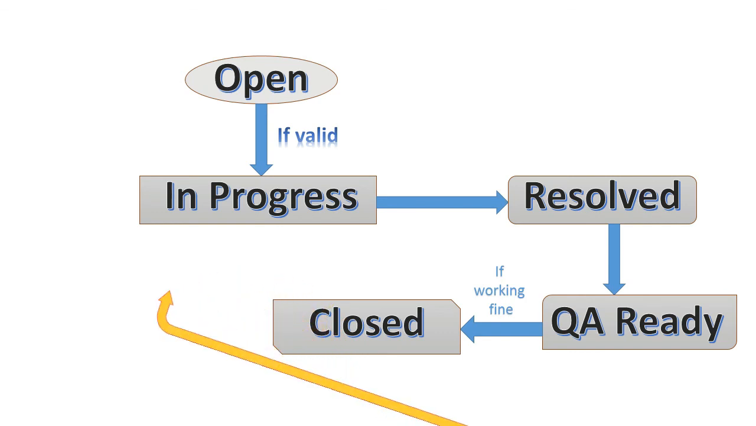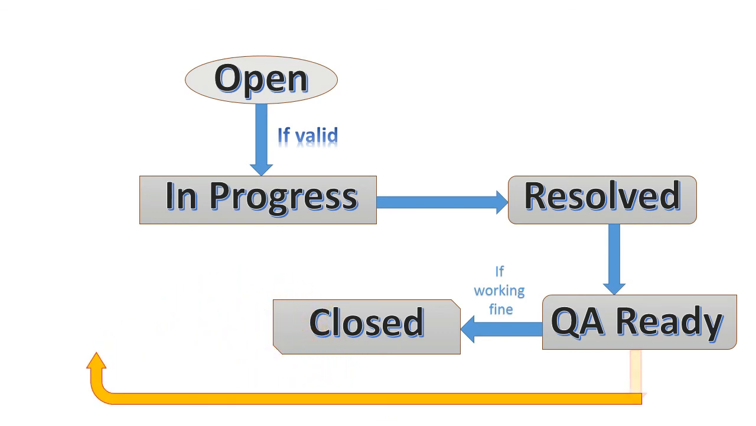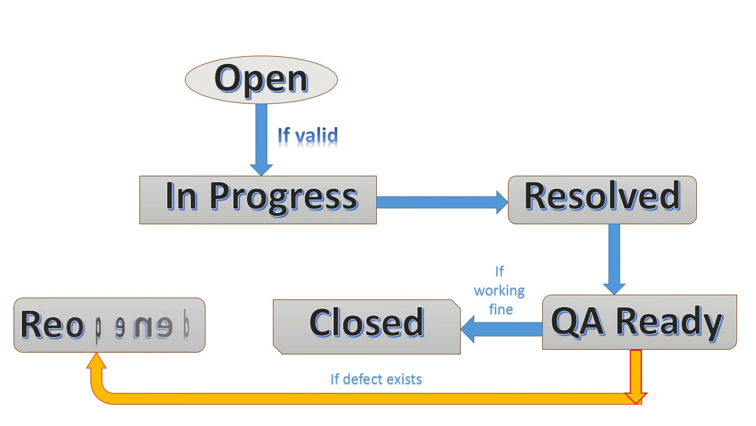The second path is, if it is still reproducible, then they can reopen the issue. Once they reopen it, it changes to in progress again by the developer, and they will fix the issue and resolve it, and it will come to the QA ready status. Again the tester will validate whether the issue is fixed or not. If it is fixed, then close, otherwise they can reopen. This is the cycle.